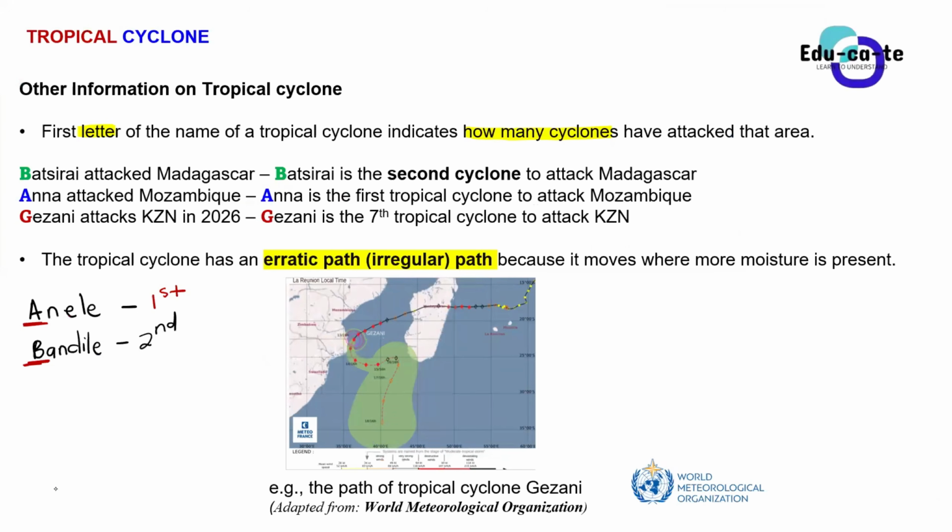It is because the tropical cyclone actually moves wherever moisture is present. Remember guys that one of the requirements that we said we need for a tropical cyclone to form is some warm moist air. Basically the warm moist air is the one that rises and condenses and releases some latent heat which will give the energy to the tropical cyclone.